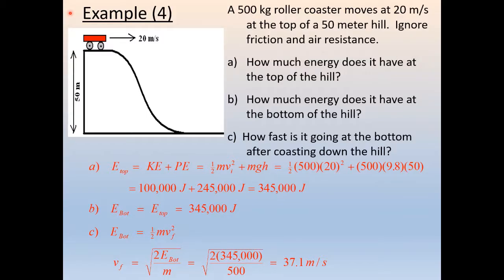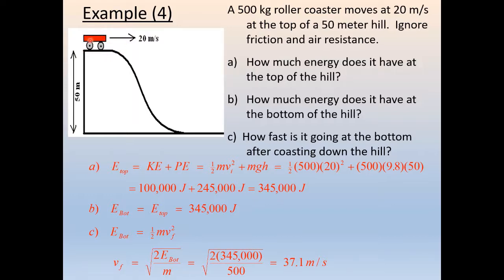Our fourth example is a classic roller coaster problem. There are lots of roller coaster problems in physics, particularly when we're dealing with the conservation of energy principle. So in this one, we have a 500 kilogram roller coaster moving at 20 meters per second at the top of a 50-meter hill, and we will ignore friction and air resistance. So here is the situation.